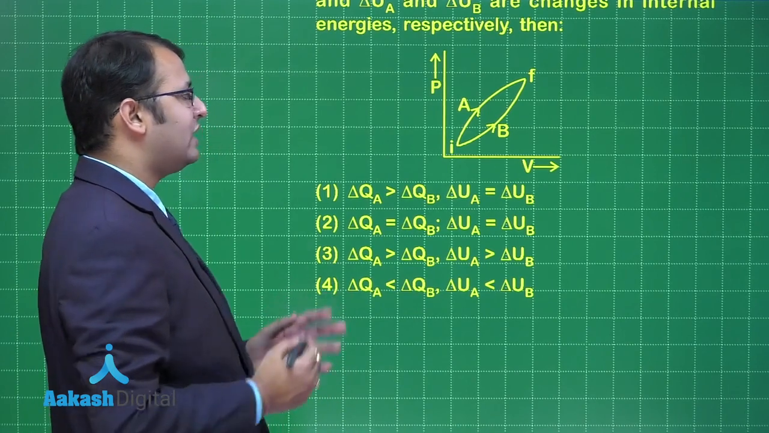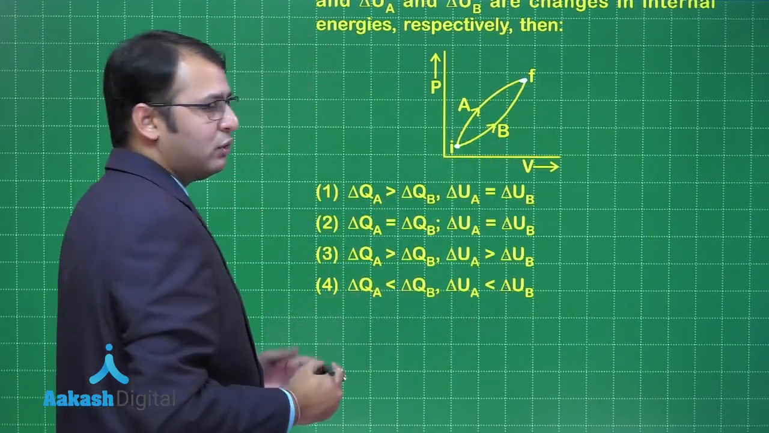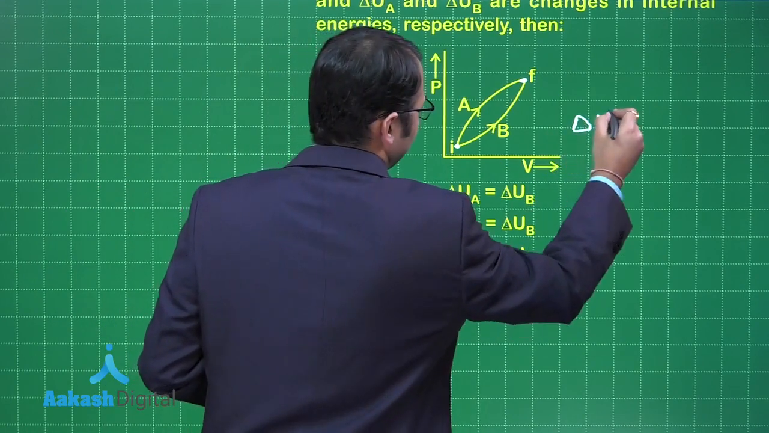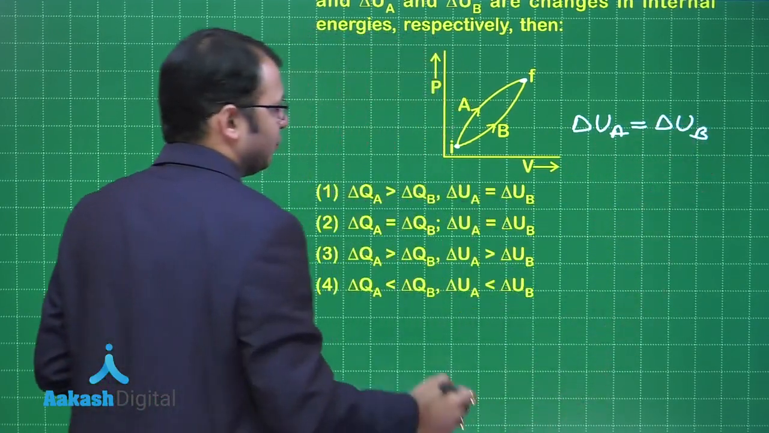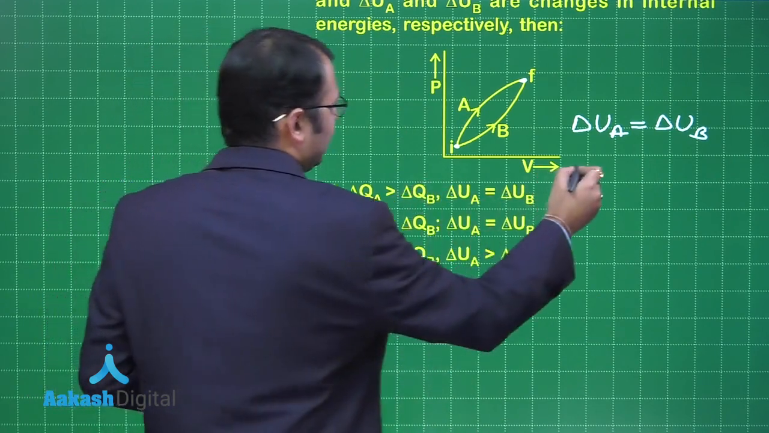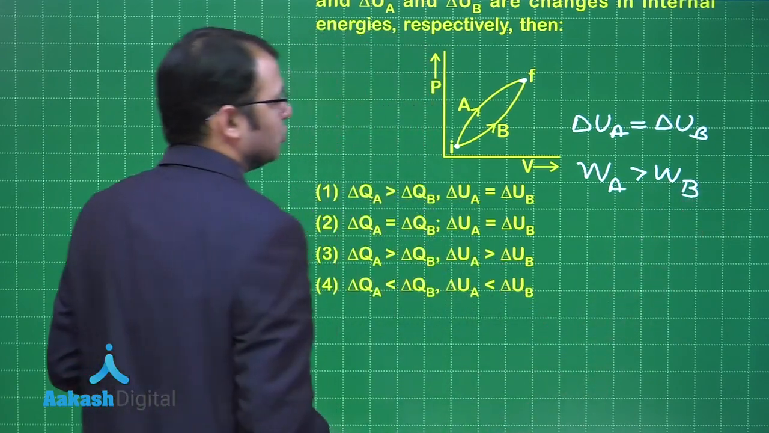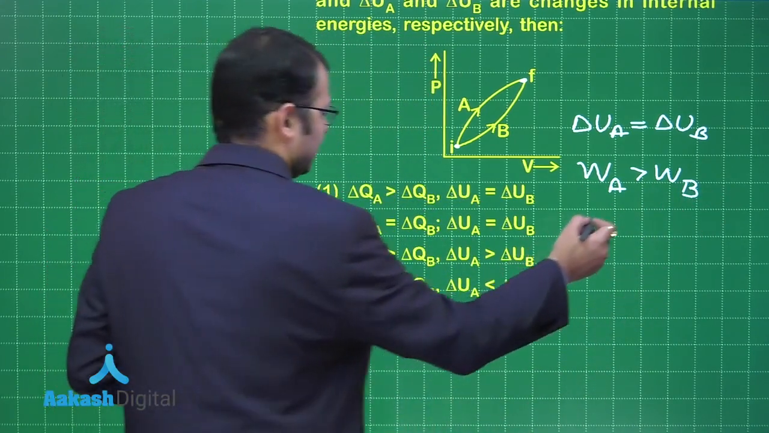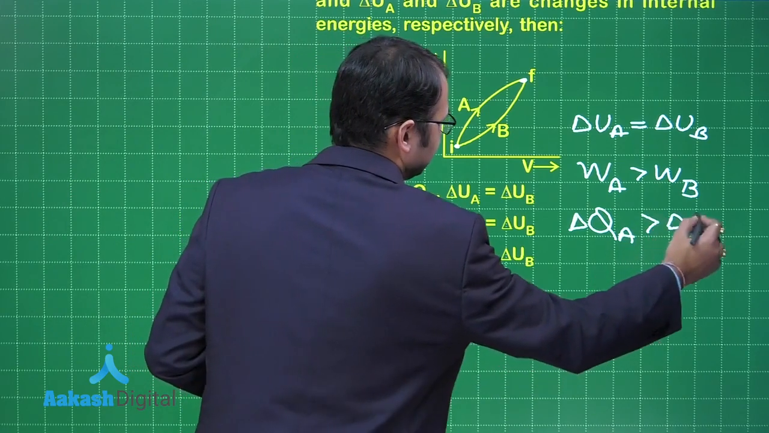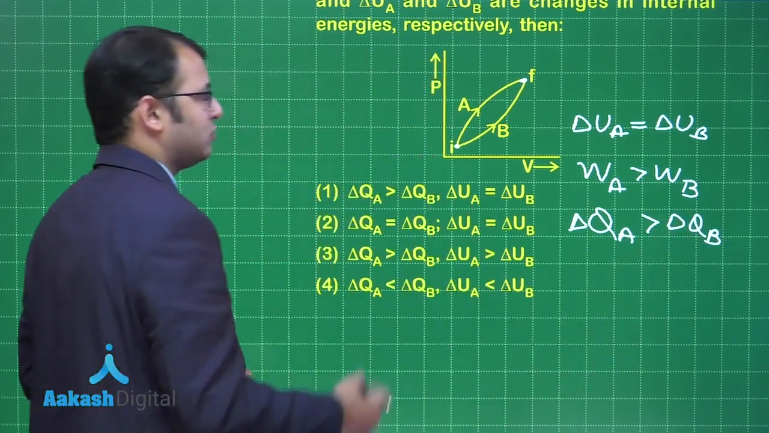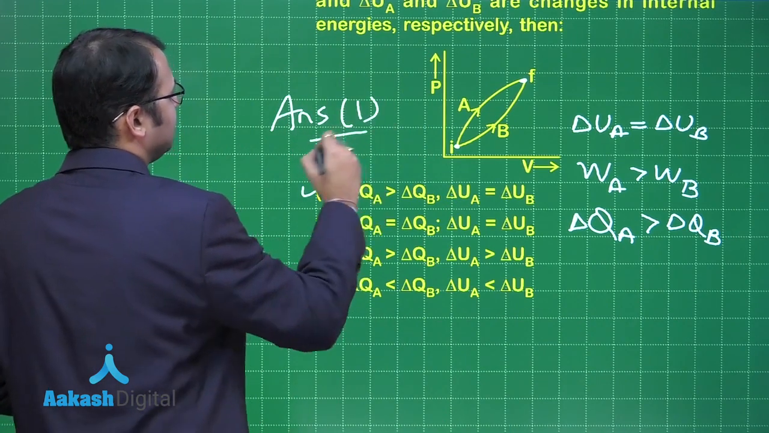From here, it is quite evident that the initial and the final points are the same for both the processes. That means the change of internal energy will be equal, right? So second case, work done in case A will be greater than work done in case B. So obviously the heat, that is delta QA for the first process, would be greater than delta QB for the second process. From all the 3 conclusions, option number 1 would be the correct answer to this question.